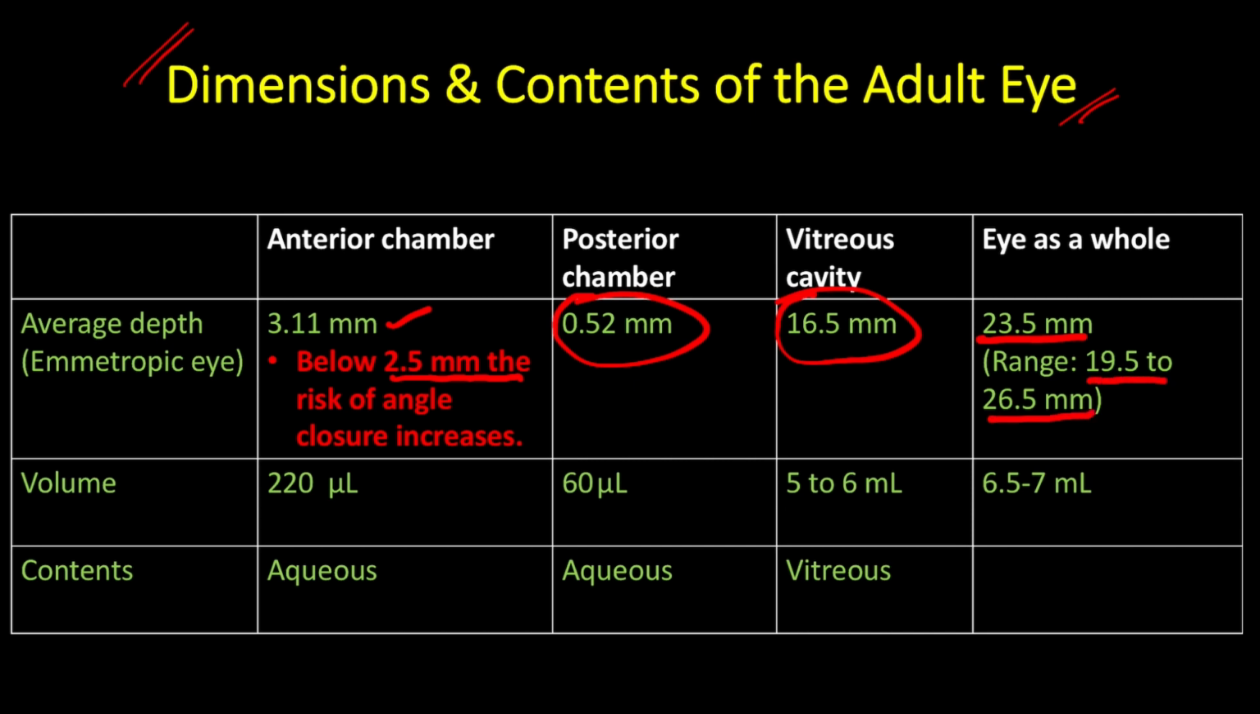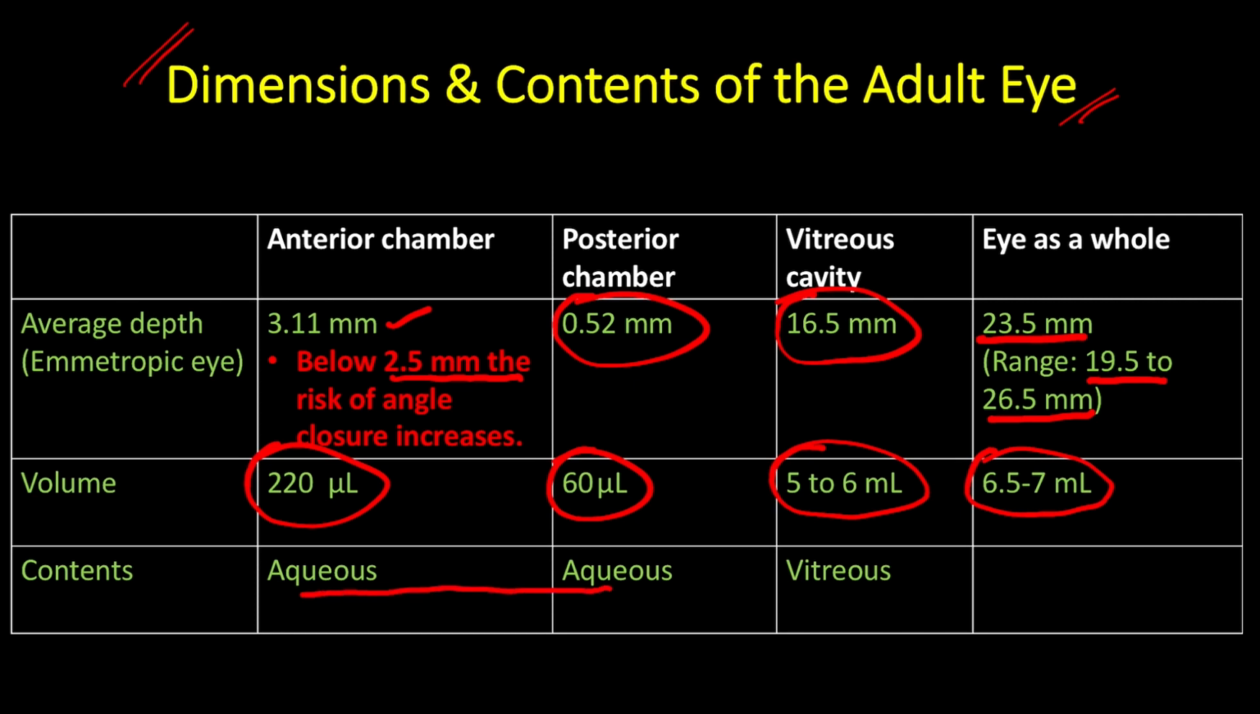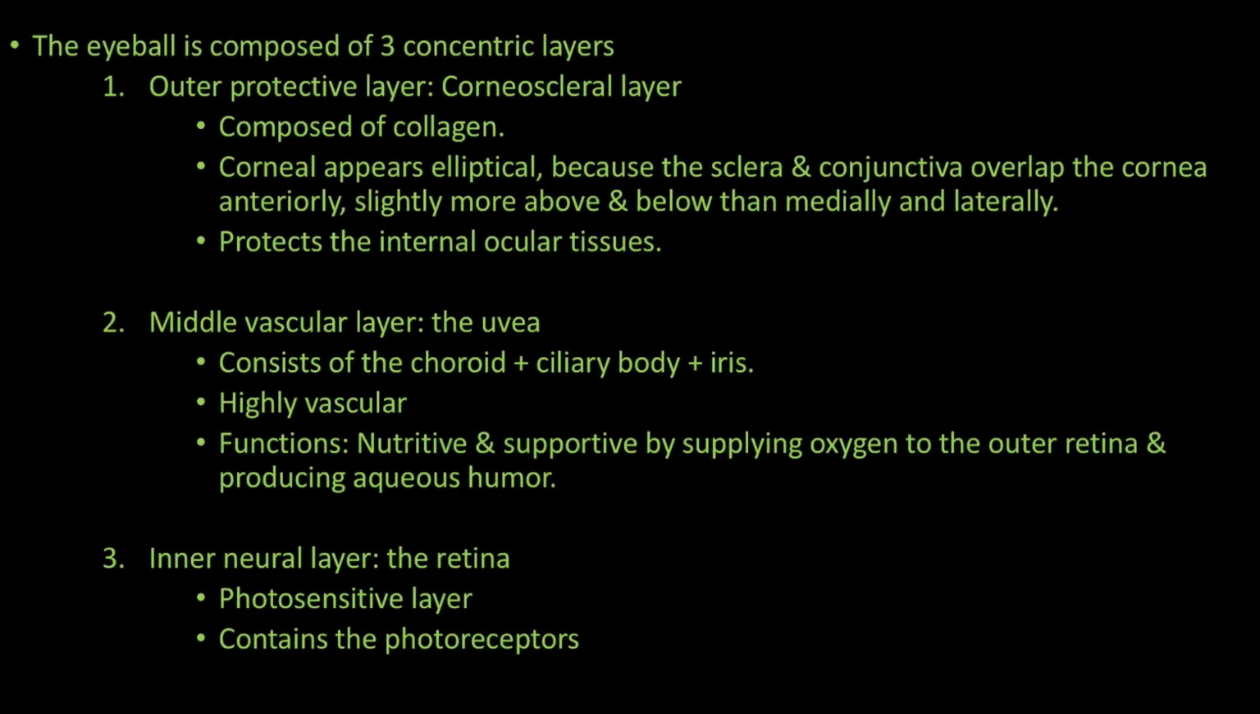Volume in the anterior chamber is 220 microliters. Posterior chamber is 60 microliters. Vitreous cavity is 5 to 6 ml. Total volume of the eyeball is 6.5 to 7 ml. Contents of the anterior and posterior chambers are aqueous humor, and the vitreous cavity contains vitreous.